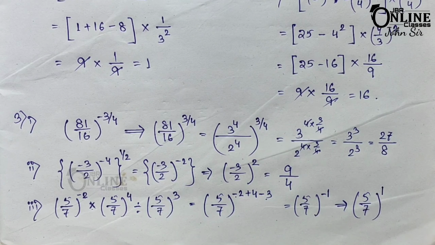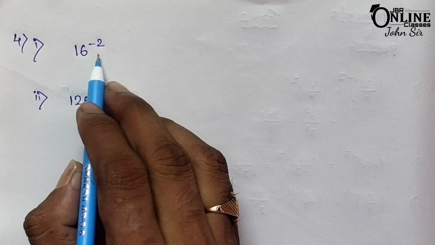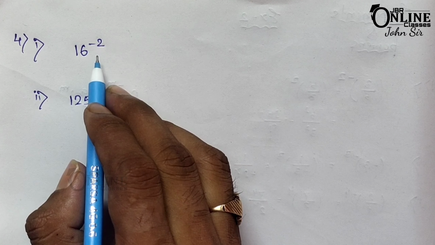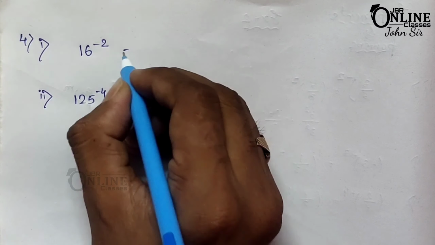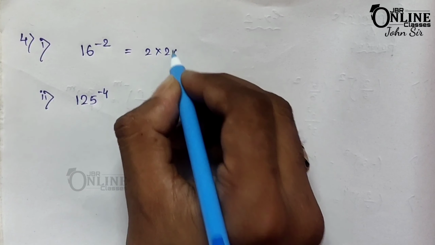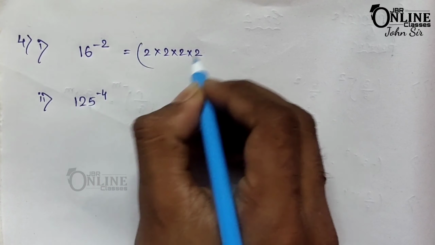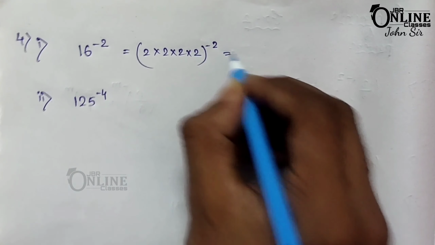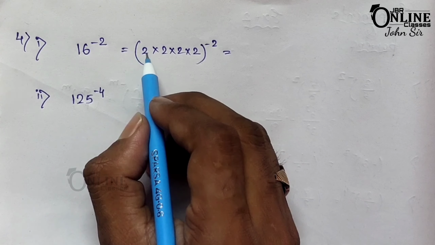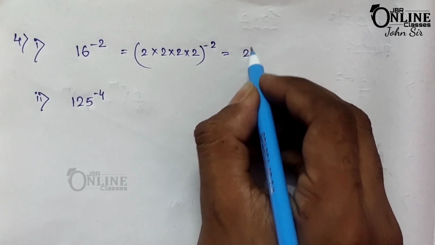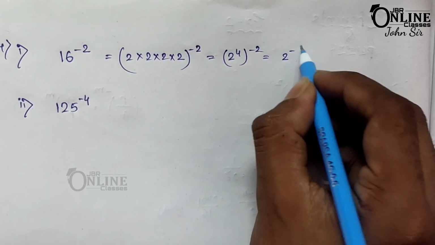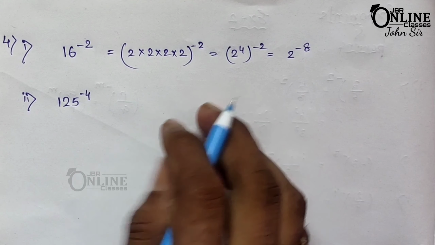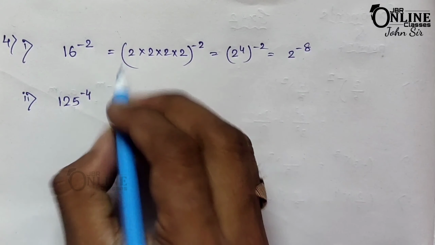Here sum number 4(1), express 16 to the power minus 2 as a power with base 2. Now you know 16 means 2 into 2 into 2 into 2. So that power 2 minus 2. So here how many numbers of 2 here? 1, 2, 3, 4. That means 2 to the power 4. So 2 to the power 4 minus 2, it becomes 2 to the power minus 8. So 2 to the power minus 8 is the answer.